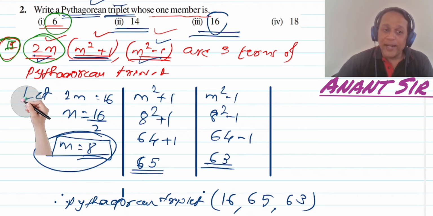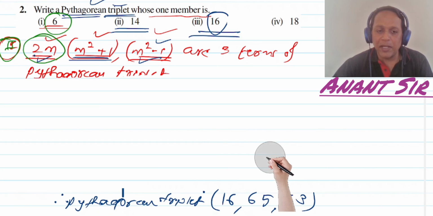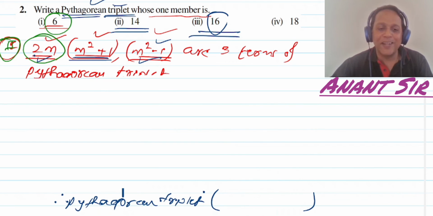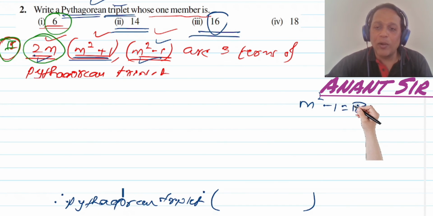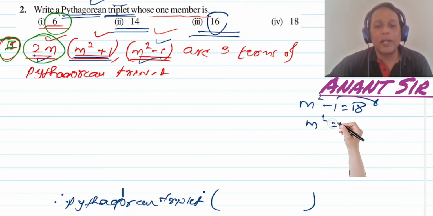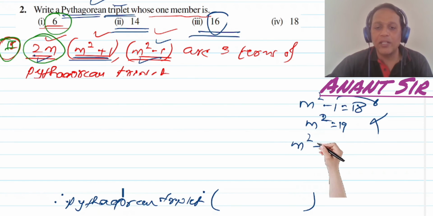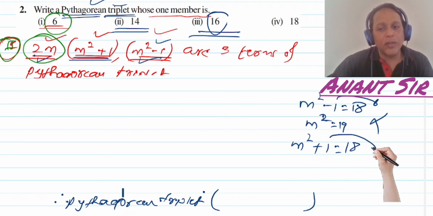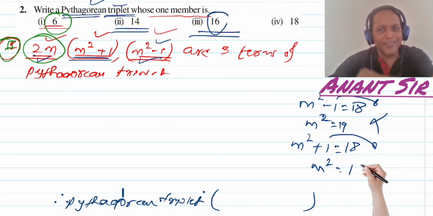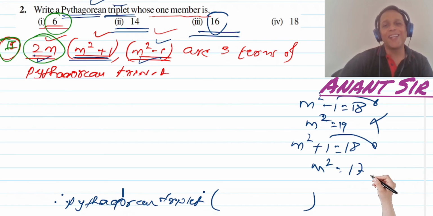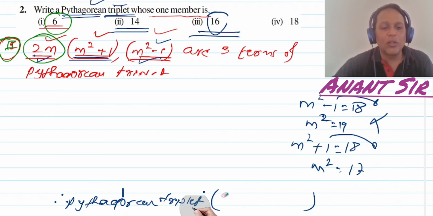So now friends, that brings us to the last question of this. Again one member is given and we have to find the remaining two. Again, if I take m square minus 1 equal to 18, it will become m square equal to 19. Not possible, 19 is not the square of any integer. If I take m square plus 1 equal to 18, then plus 1 will become minus on the other side and m square equal to 17. 17 is also not a square of any number, so forget about both options.